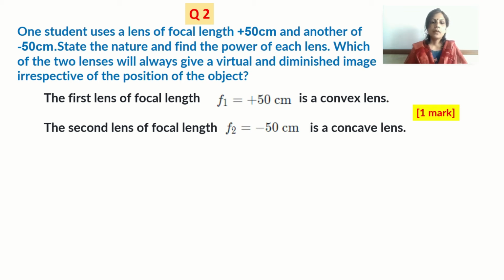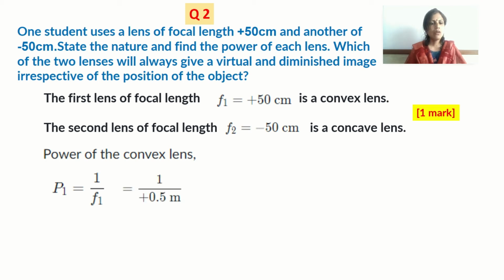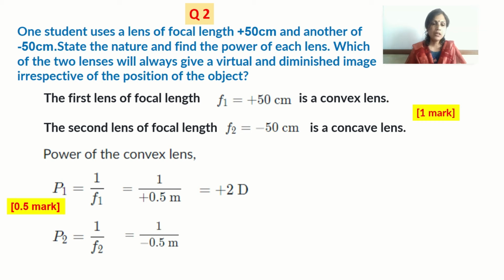Let's write down power of lens. P1 is equal to 1 upon F1 in meter. Let's substitute the values. 1 upon 0.5 meter, that will give you plus 2 diopter. And for calculating this you will be given half mark. Then P2 is equal to 1 upon F2. Let's substitute the values. 1 upon minus 0.5 meter, that is minus 2 diopter, and for writing this you will be given another half mark.